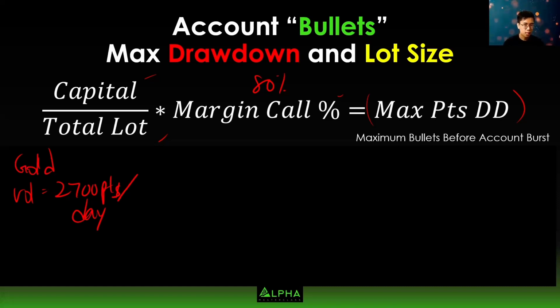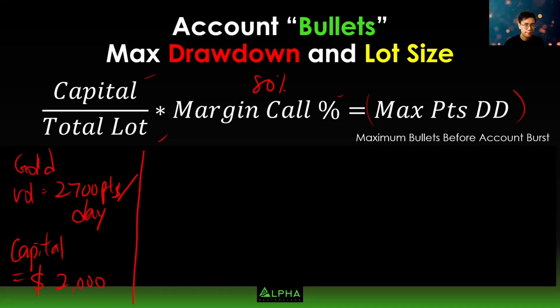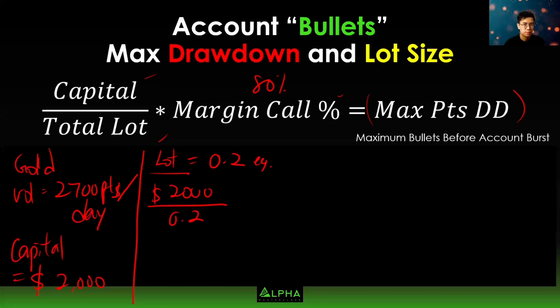Now, how much capital do you guys have? Right now, you guys have $2,000, right? For VIP. For this $2,000, let's put the formula in. What would be the lot size that you usually open? Maybe 0.2, for example. So we put 0.2. And then what is the margin call percentage? It is 80%.